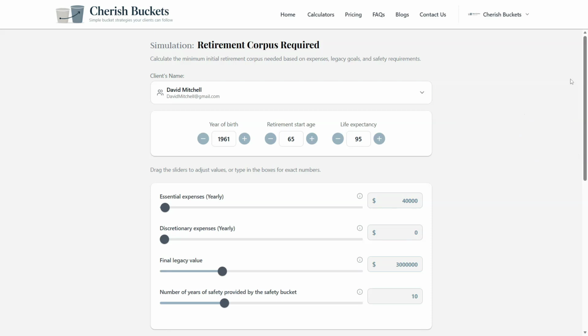This can be accomplished by using two different calculators on cherishbuckets.com. Let's look at an example. The retiree starts with a retirement corpus of $1.5 million, expects $40,000 of inflation-adjusted essential annual expenses, wants to leave a $3 million legacy, and wants the safety bucket to always hold enough money to cover the next 10 years of essential expenses. We begin by using the Retirement Corpus Required Calculator.